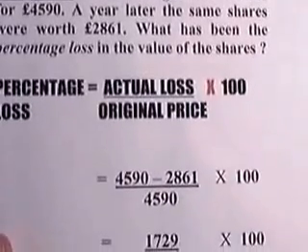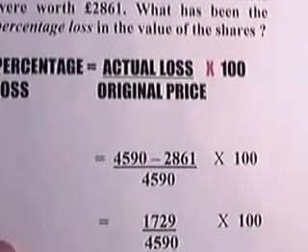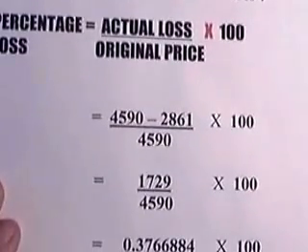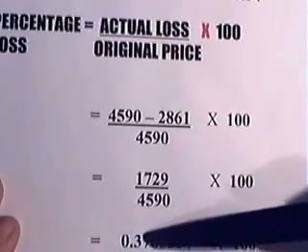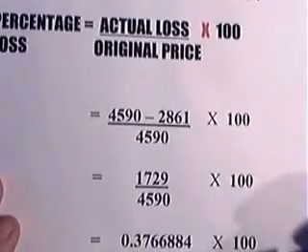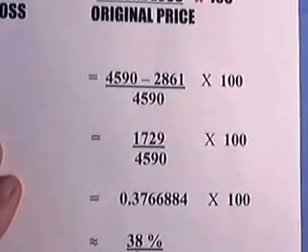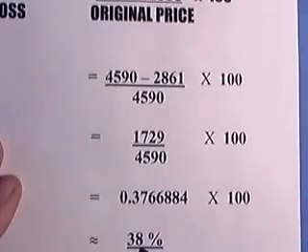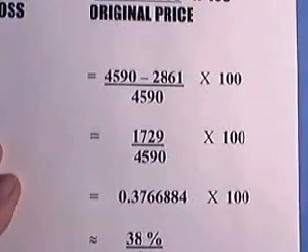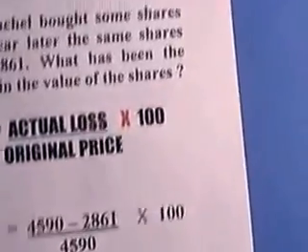So doing this, taking this from this, we get 1,729. All that divided by that produces on a calculator this decimal, times that by 100. It's going to move the decimal point 2 places that way, and to the nearest percentage it's 38%. So the value of the shares fell by 38%.